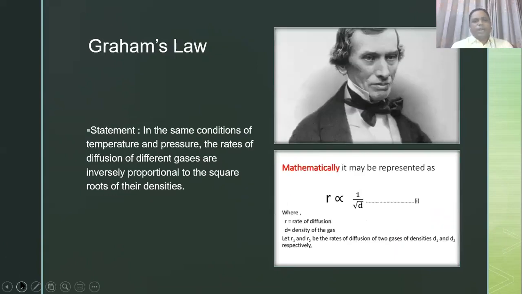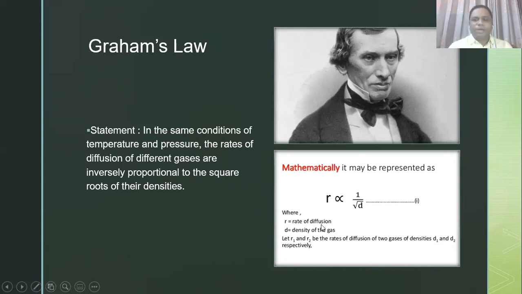So students, we have learned about diffusion and effusion, and now we can keep our focus on Graham's law. Although the law is defined in terms of the diffusion process, we can apply the same law to effusion. The statement explains that whenever we consider Graham's law, the temperature and pressure should remain constant, and the rate of diffusion of gases is inversely proportional to the square root of their densities. So the mathematical relationship is like this.